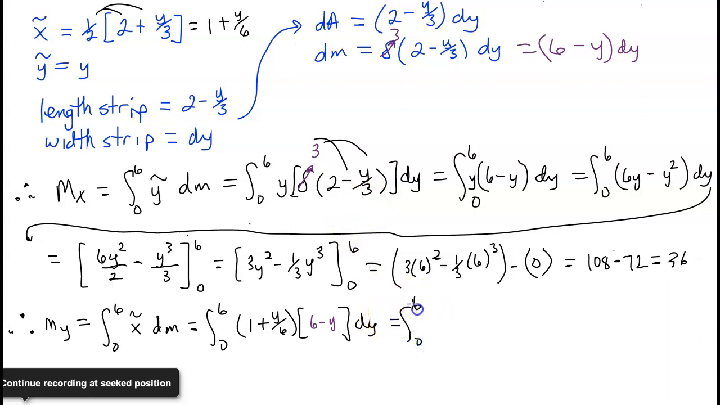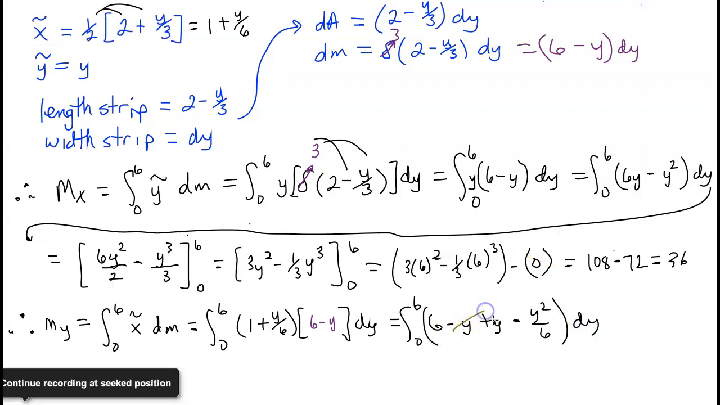And of course, now we're going to have to multiply those two binomials. So 1 times 6 is 6. 1 times a negative y is minus y. 6 times y divided by 6 is just y. And then y divided by 6 times a negative y is going to be a negative y squared over 6. All that times dy.